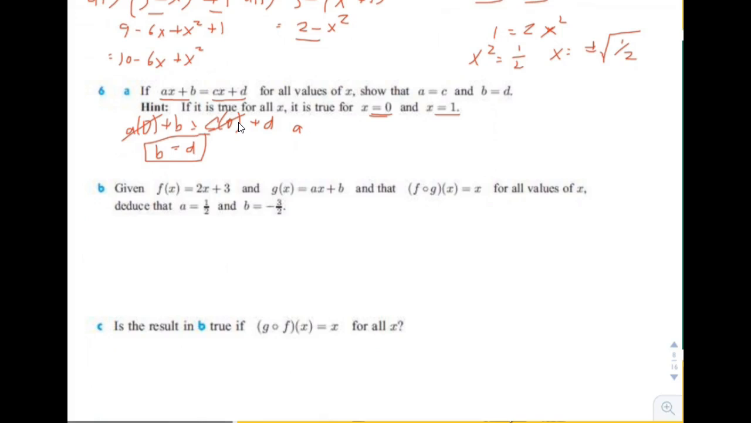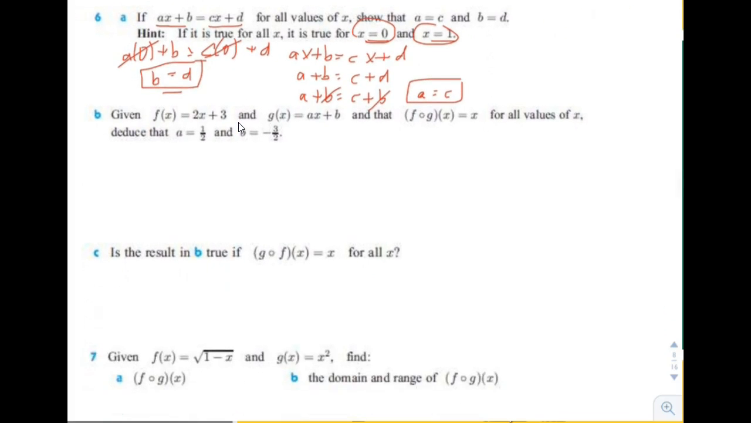When x equals 1, we have ax plus b equals cx plus d, except the x's are now 1s, so it's a plus b equals c plus d. And then we already know that b equals d, so we write a plus b equals c plus b. And then we subtract b from both sides, and we end up with a equals c. And all we did was use the two values, x equals 0 and x equals 1. We never used anything else. But we already know that those two have to be equal.